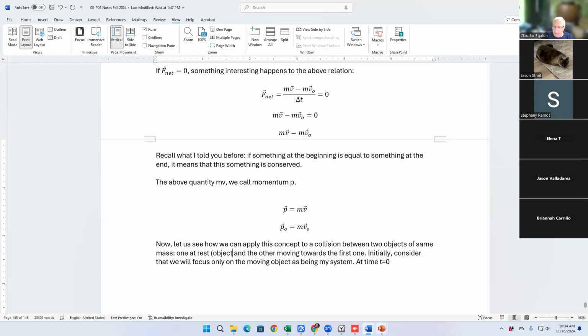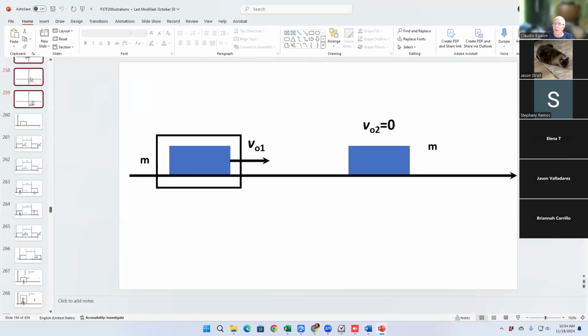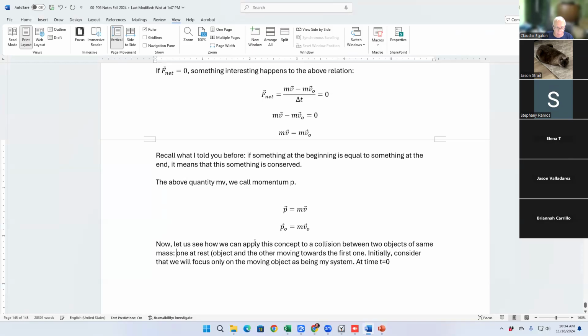Let's see how I did that in my drawings here. Oh yeah, okay. Object number one moving with constant velocity, okay? I want to be consistent with my drawing. And the other at rest, object number two.